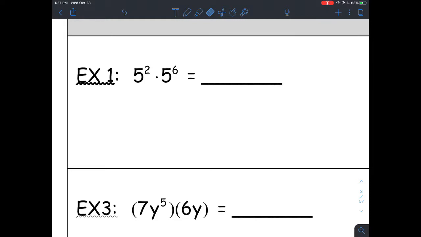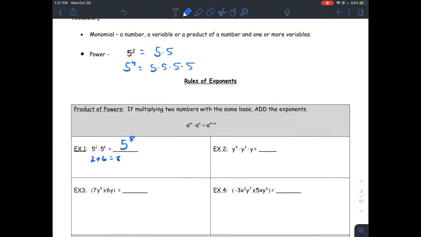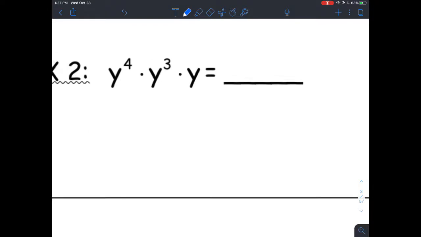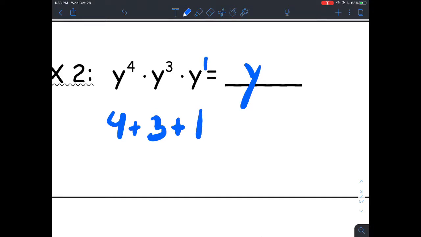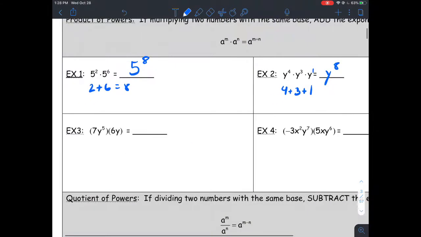So for this first example, our base is 5, so you keep your base, and then you add your exponents. So I'm going to do 2 plus 6, which is going to give me 8. So I get 5 to the 8th power. Then let's look at example 2. I'm doing y to the 4th times y to the 3rd times y. We're going to keep our base and add our powers. We got 4 plus 3 plus, and then this y, even though there's not a power there, that's an implied 1, right? So we have to put in a 1 there. We end up with y to the 8th power.